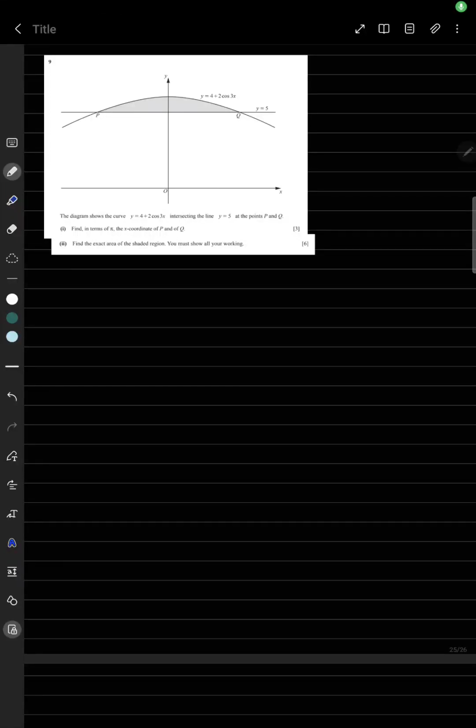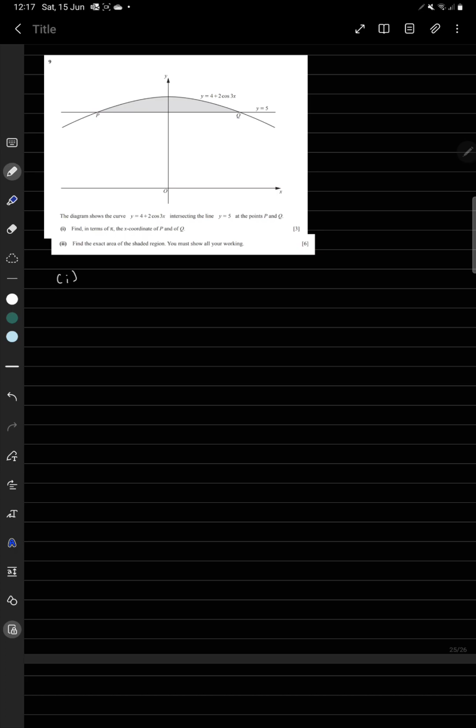Hello everyone, so let's move on to the next question, question number 9. In this case, it looks like it's going to be integration. Let's move on with the question. The diagram shows the curve y equals 4 plus 2 cos 3x intersecting the line y equals 5 at the points P and Q. Part 1, we want to find, in terms of pi, the x coordinates of P and Q.